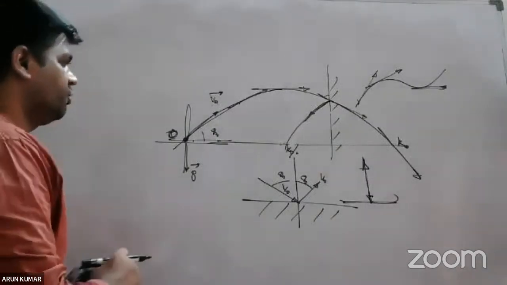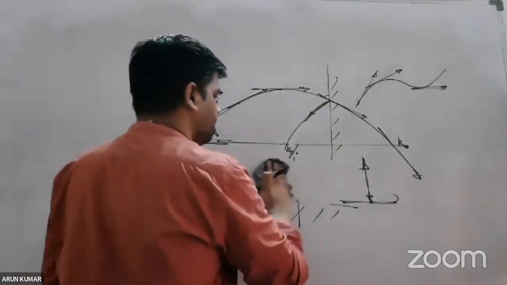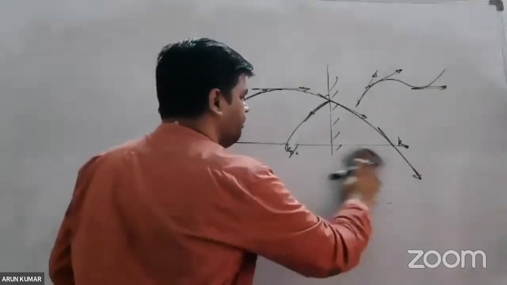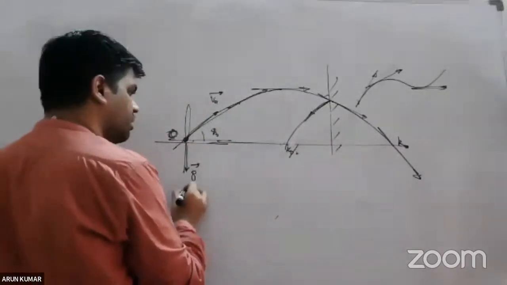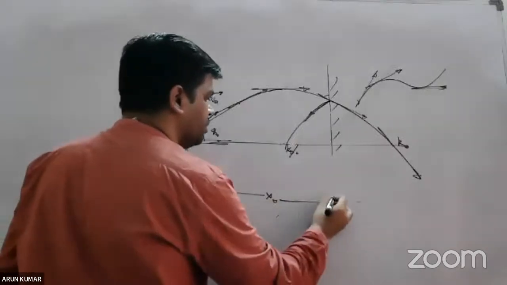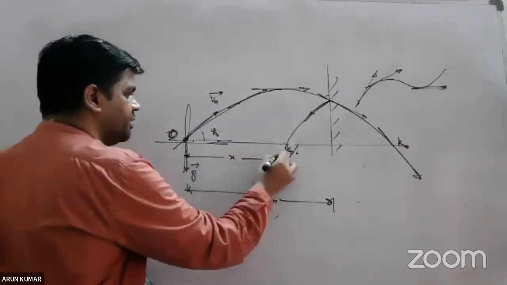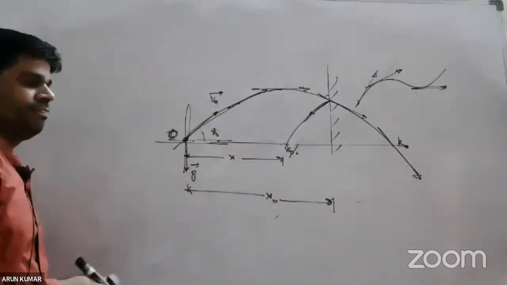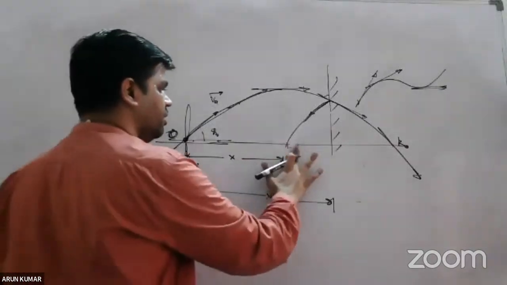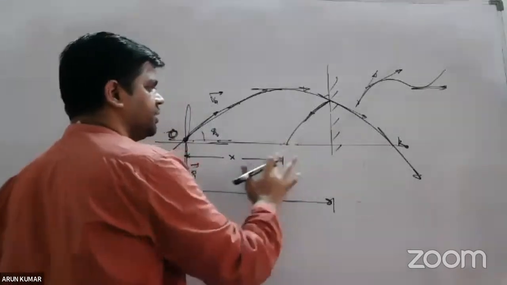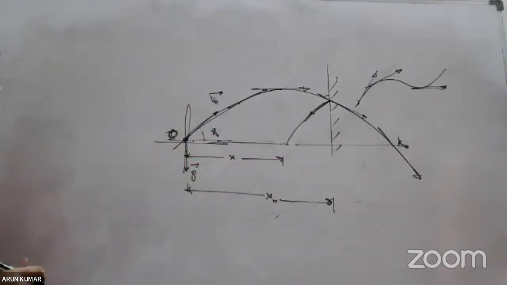The question is, where will it land after hitting the wall, which is at a distance of x naught from the origin? Where will the particle land? That's the question. How do we do it?